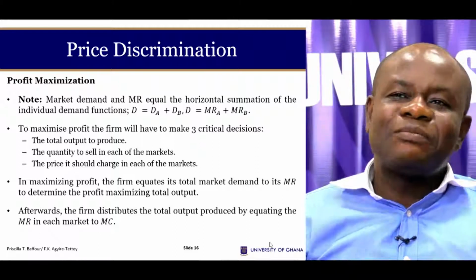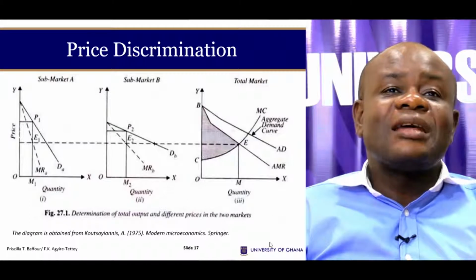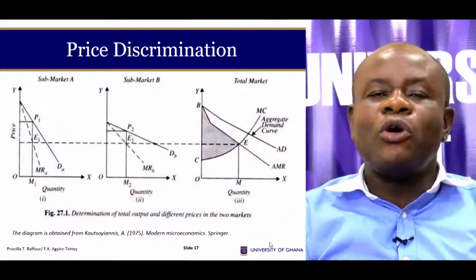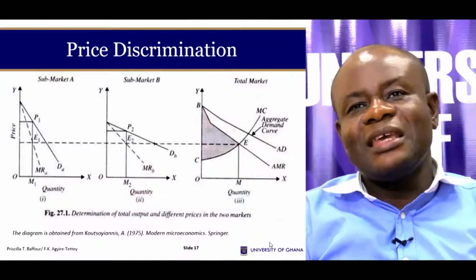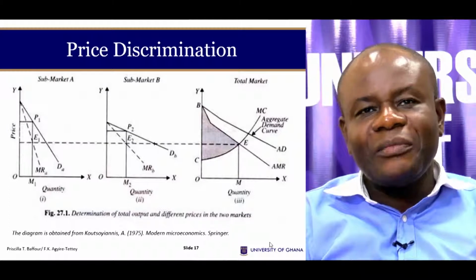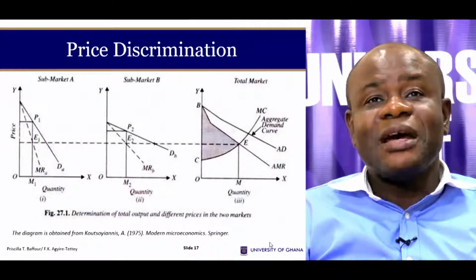And in maximizing profit, the firm will allocate output in such a way that the marginal revenue for market A must be equal to the marginal revenue in market B and must be equal to the total marginal revenue. When that happens, then the firm will be able to maximize profit.